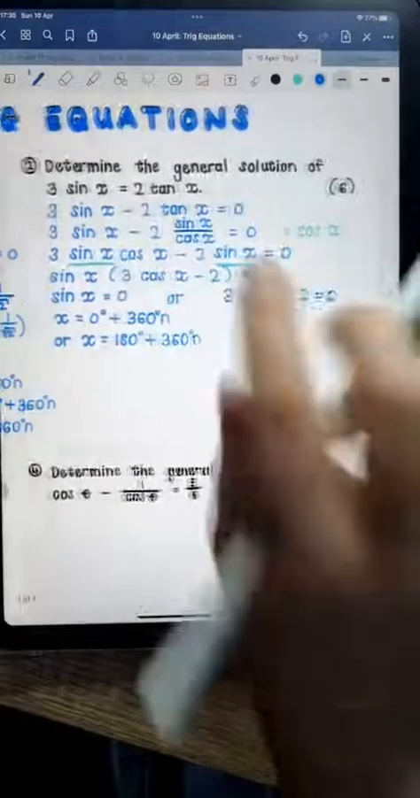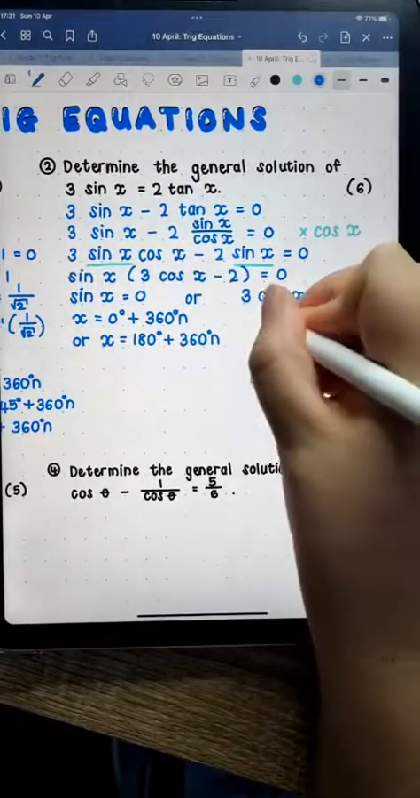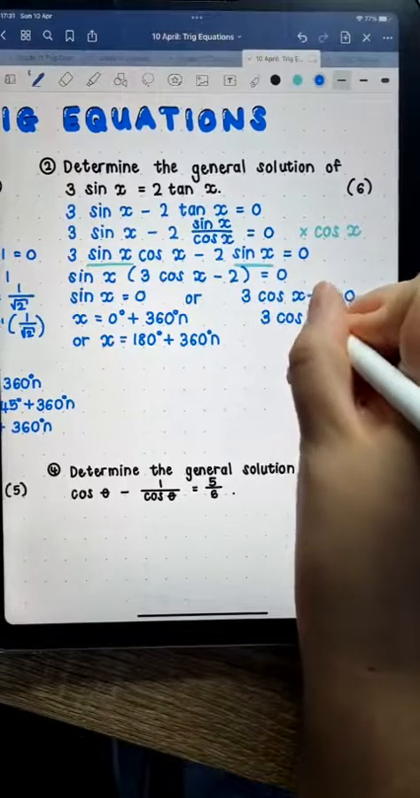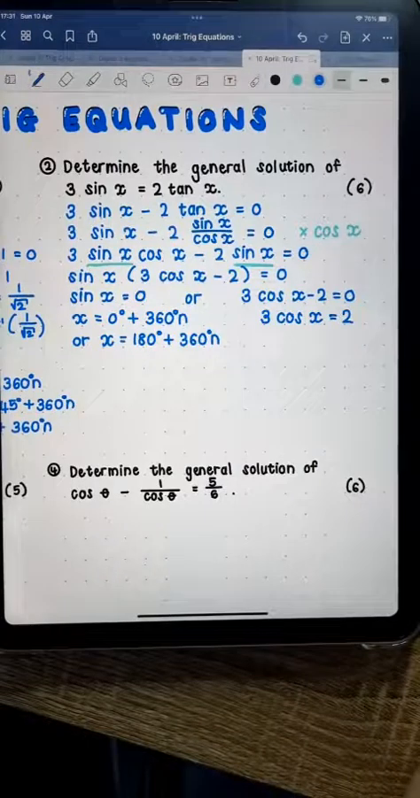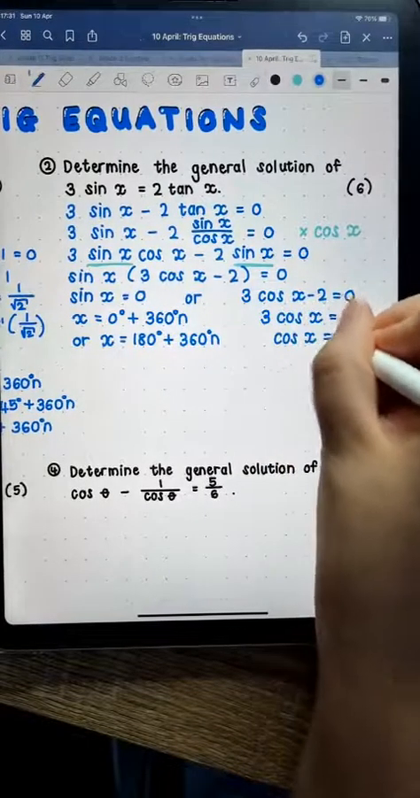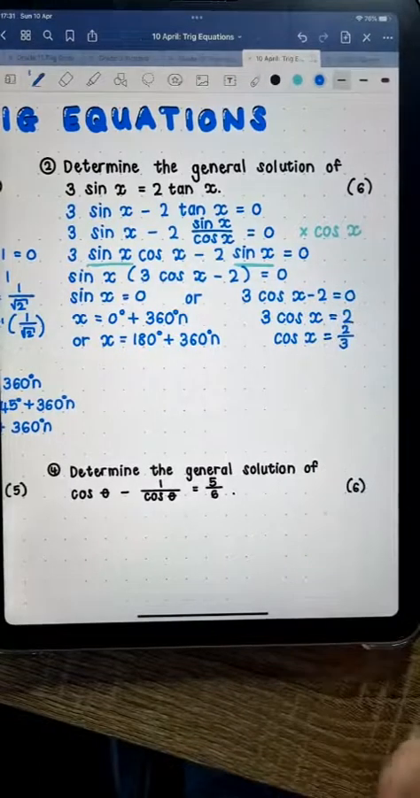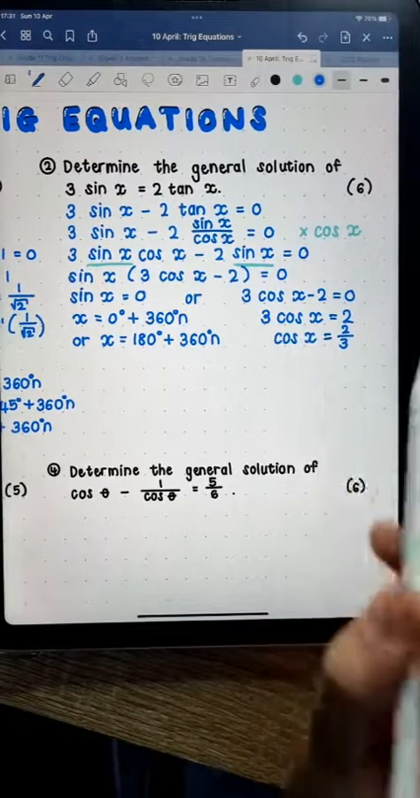Okay, let's finish up this side. We need to make cos x the subject. So we're going to have 3 cos x equal to 2. I'm moving that minus 2 over, and it's becoming positive 2. And then I'm going to divide by 3. So cos x is 2 over 3. Now you need to ask yourself, in which quadrants will cos be positive?